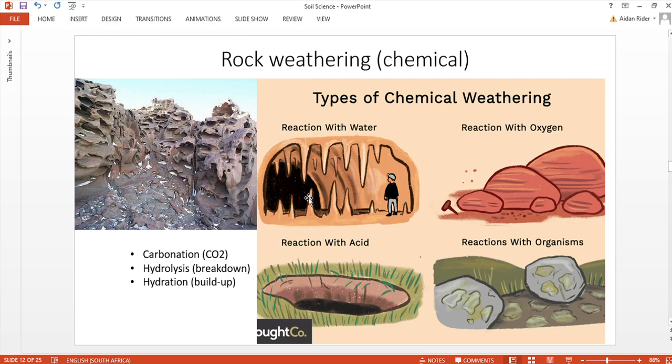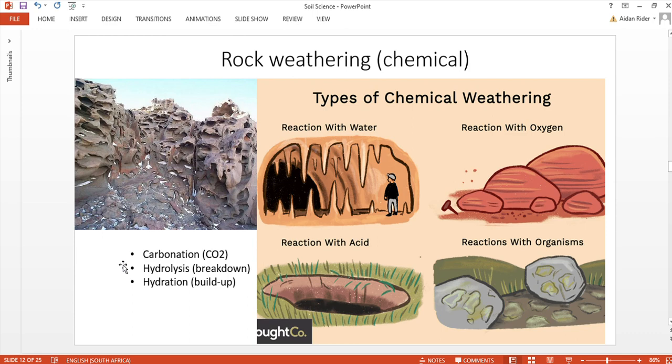Then there's also a process called hydrolysis, and this is when the rock or the minerals inside the rock also react with water, but what the water then does is break down the rock into smaller pieces. So for example, silicates such as quartz can weather down and create something else. The minerals literally just wash away, or it creates smaller pieces of rock.